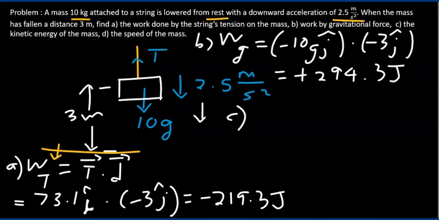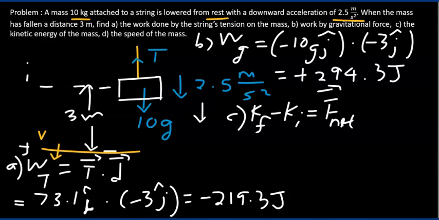Now, kinetic energy of the mass as it gets to that level. It will be moving with some speed, let's call it v, so it has a certain kinetic energy. What is the kinetic energy of that mass when it has fallen through a distance of 3 meters? So that's part C. Of course it starts from rest, so that's the initial state, and that is the final state. So the final kinetic energy minus the initial kinetic energy is the net work done on this mass. The net work done equals the net force dotted into the displacement vector.